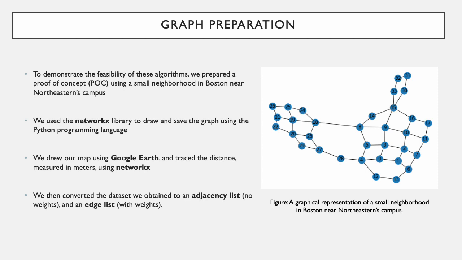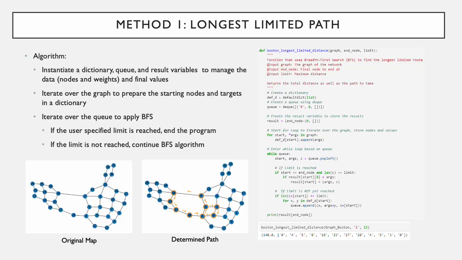What we did over here was utilize a particular library known as NetworkX to draw and save that graph using the Python programming language. We drew the map using Google Earth and traced that distance, measured in meters, using NetworkX. We then converted the data sets that we obtained into a couple of different structures, the first being an adjacency list as well as an edge list. In addition to these two, we also exported it as an adjacency matrix, all in the form of a CSV file. What you see on the right-hand side of the screen is a representation of that particular small neighborhood in Boston.